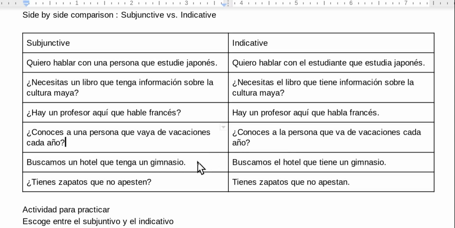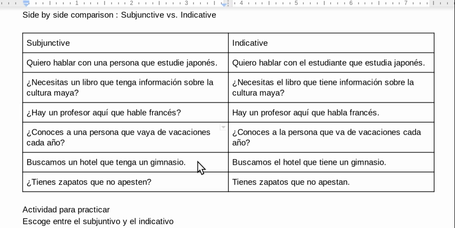The next example is buscamos un hotel que tenga un gimnasio. We're looking for a hotel that has a gym. So in our minds, we don't know if this hotel exists. So that's why tener is in the subjunctive. And the sentence to the right says we're looking for the hotel that has a gym. So maybe that's a Hilton hotel, and we know it exists. We just can't find it. And we know it has a gym. So it's in the indicative.